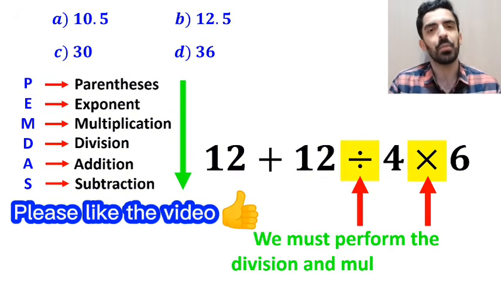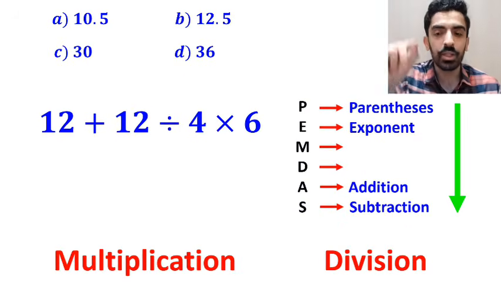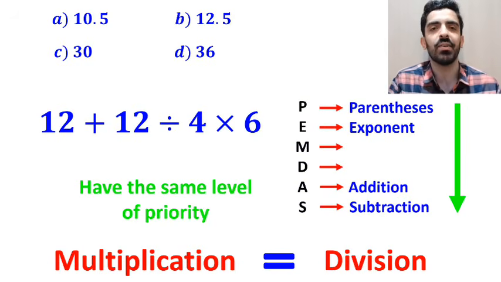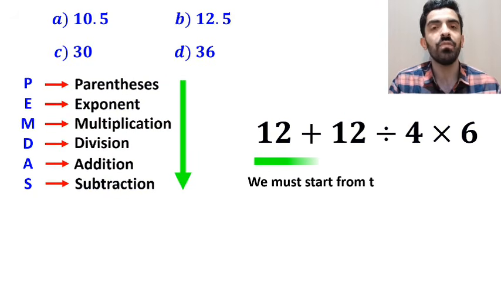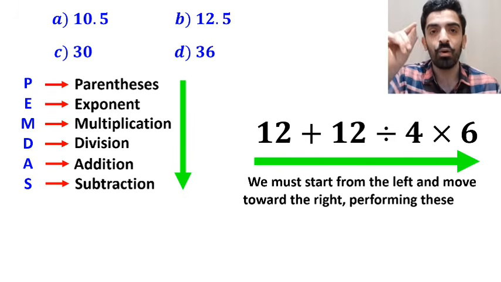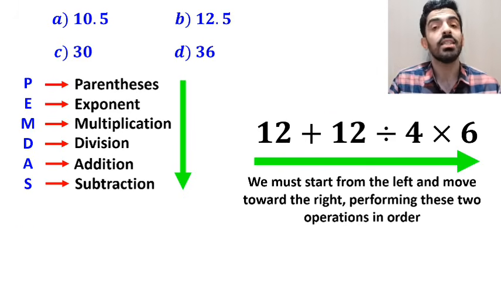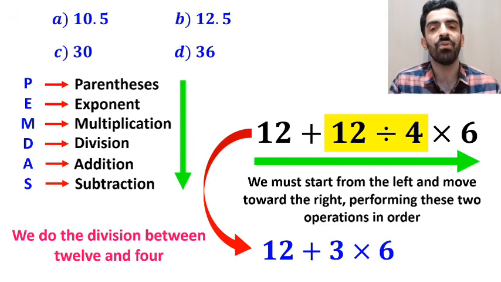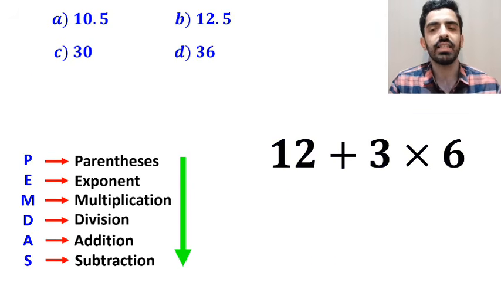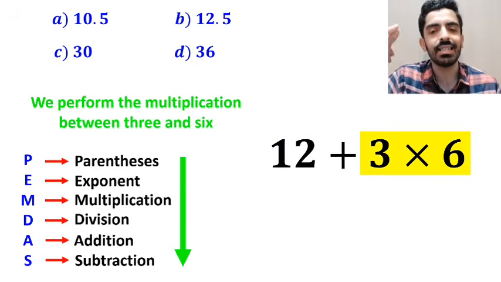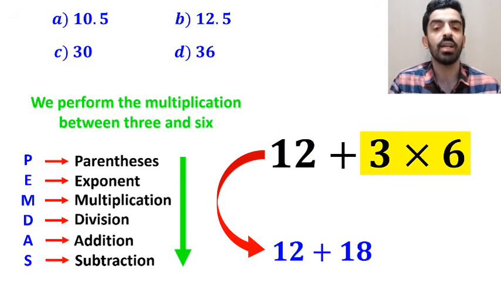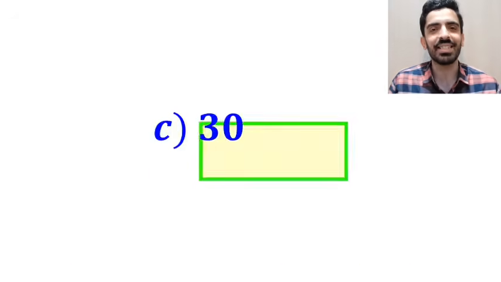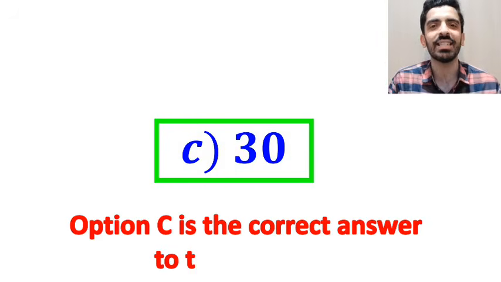Then, we must perform the division and multiplication. However, it's really important to understand that in the PEMDAS rule, multiplication and division have the same level of priority. In this situation, we must start from the left and move toward the right, performing these two operations in order. So, first you do the division between 12 and 4, and this expression simplifies to 12 plus 3 times 6. And the final step, we perform the multiplication between 3 and 6, which simplifies this expression to 12 plus 18. And finally, the value of this expression will be 30. That's great. Option C is the correct answer to this question.